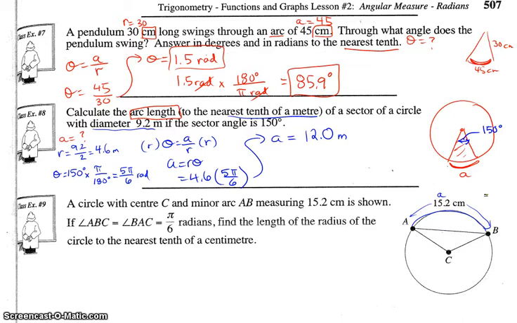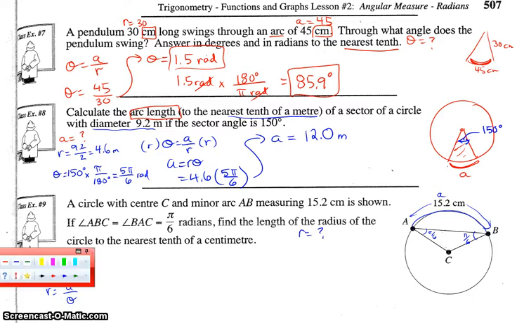Okay, if angle ABC, so that's this angle here, and angle BAC, so that's this angle, measures pi over 6. Find the length of the radius, so we're looking for R, of the circle to the nearest tenth of a centimeter. Well, we know we've got this formula, right? Theta equals A over R. If we rearrange that, multiply both sides by R, theta R equals A, divide by theta, A over the angle would do it for us. But the angle we need is this angle here, not these other two. So let's think about how we would get that.